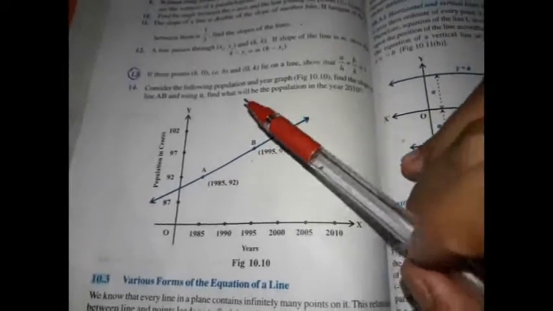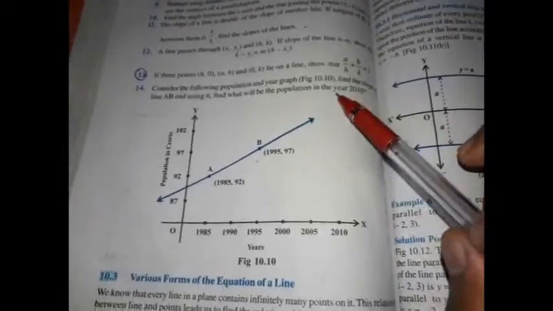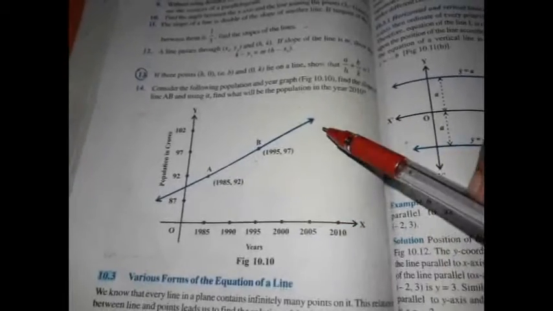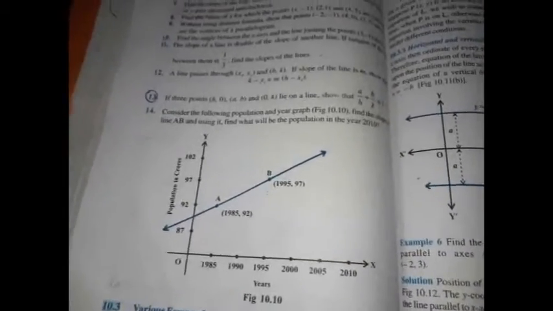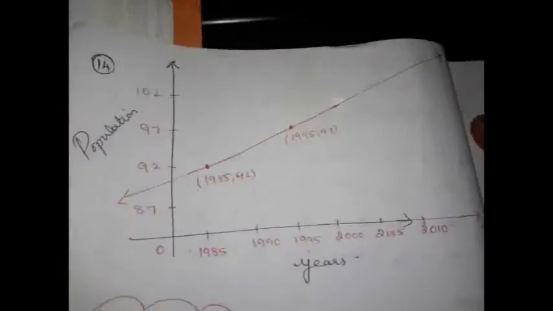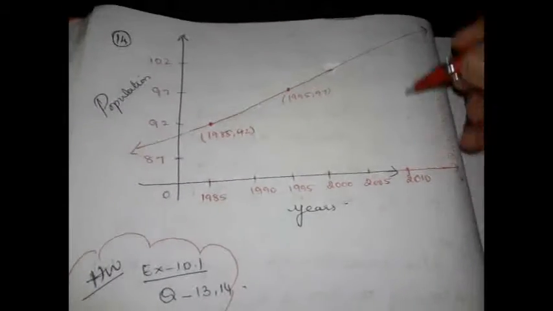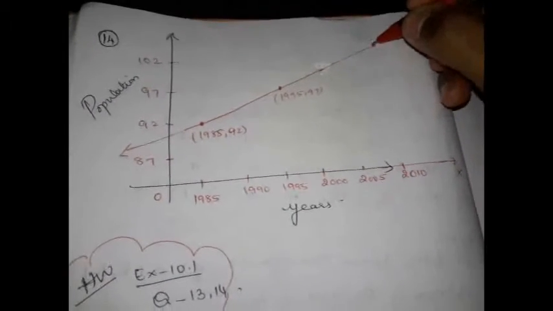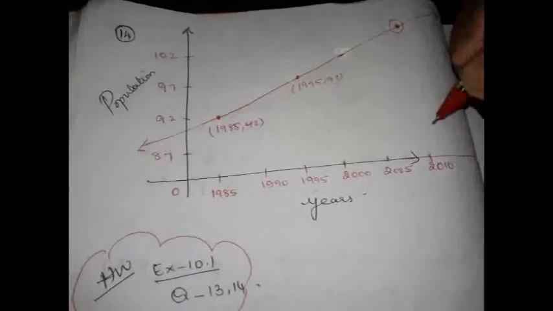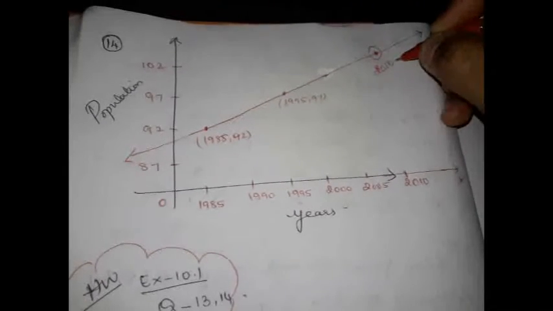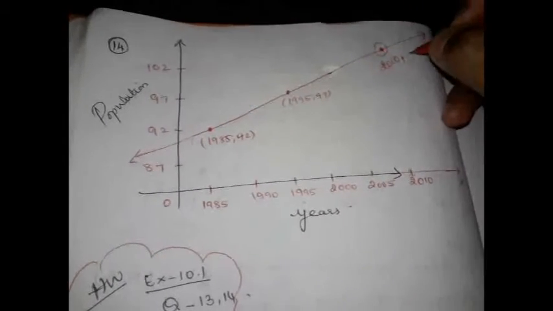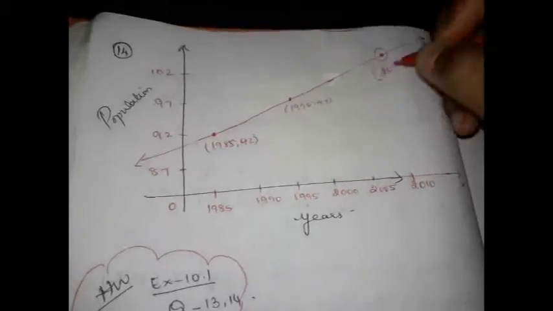Next question is, what will be the population in the year 2010? In the year 2010, they asked what is the population. How will you find the population in the year 2010? See, this is the graph, right? So in the year 2010, we need to know what is the population. So somewhere here, in the year 2010, somewhere here. So we know this point is going to be 2010 comma y. We don't know the y coordinate.